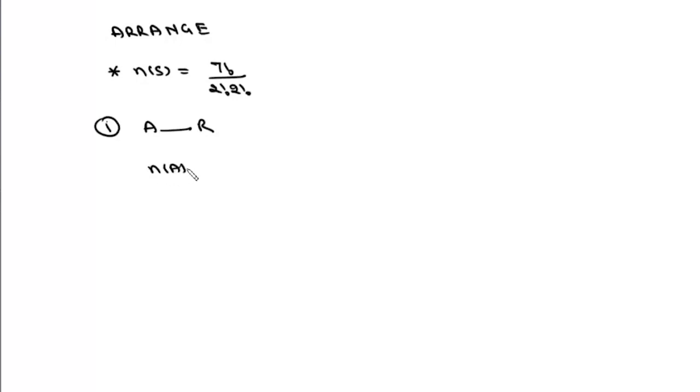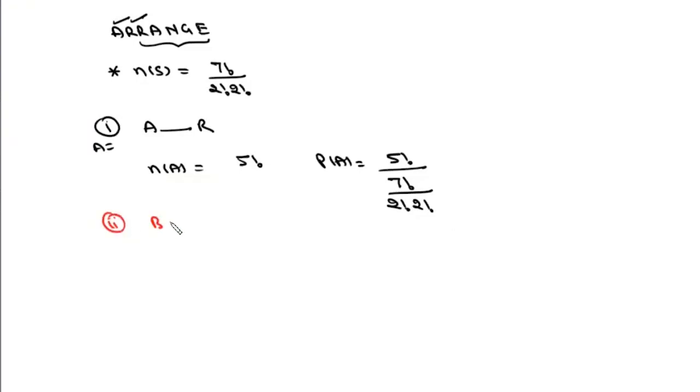Now in this case, suppose this is event A. Now A is fixed and R is fixed. We have to arrange these 5 letters. It can be done in factorial 5 ways. So that's our favorable case. So this probability will be factorial 5 upon the total number of ways, which is factorial 7, factorial 2, factorial 2.